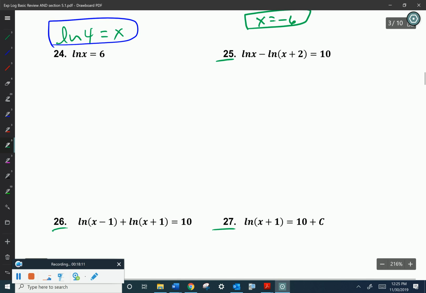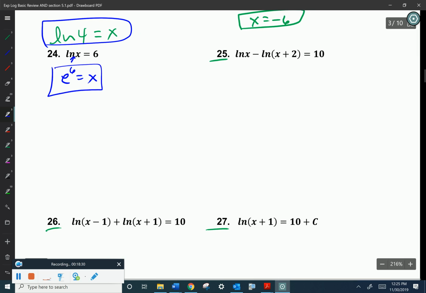right? So if I change this to exponential form, remember the base that is right here that we don't see is an e. So e to the, remember the answer to the log is the exponent, and that would have to equal x. So in this case, just by converting, I'm done. I have solved for x, right? But they don't all turn out that way.